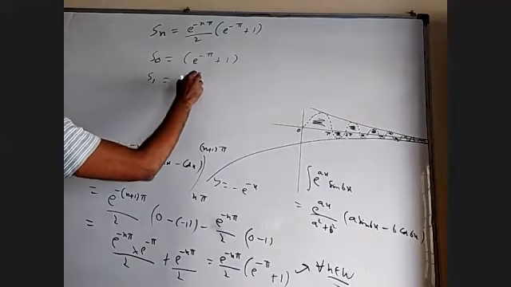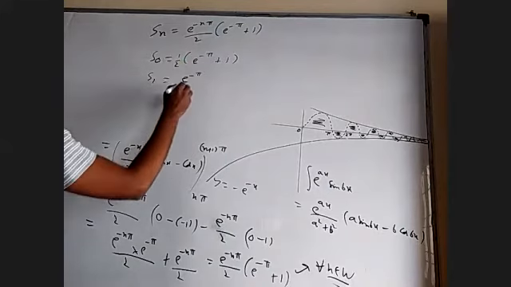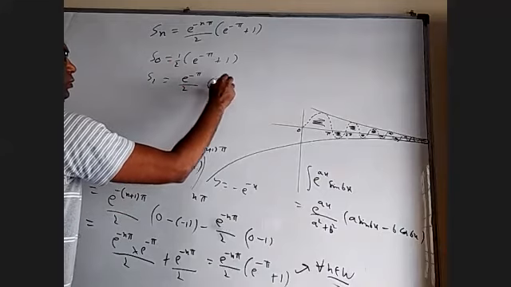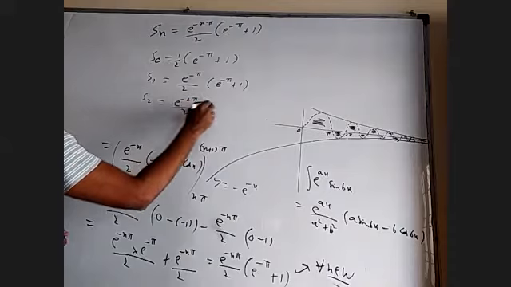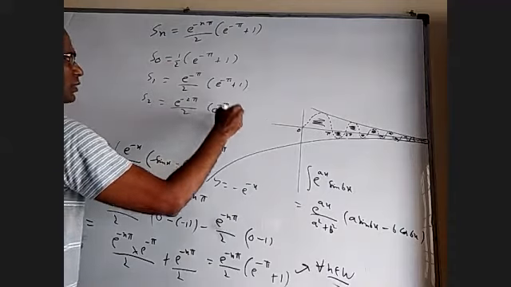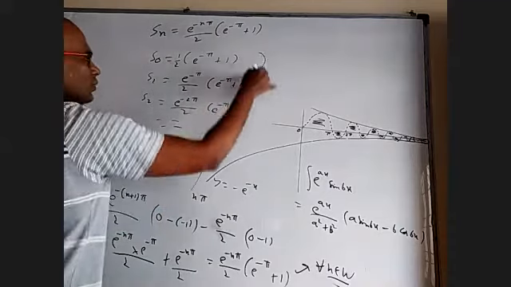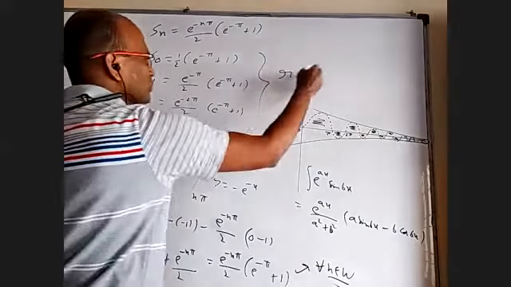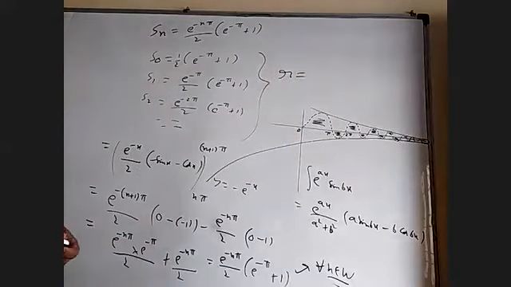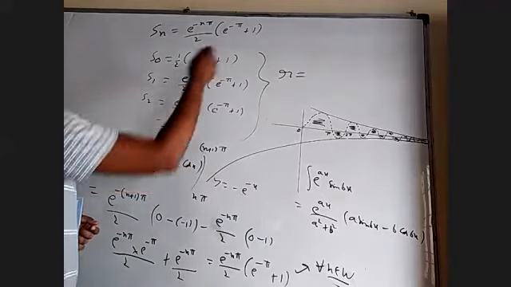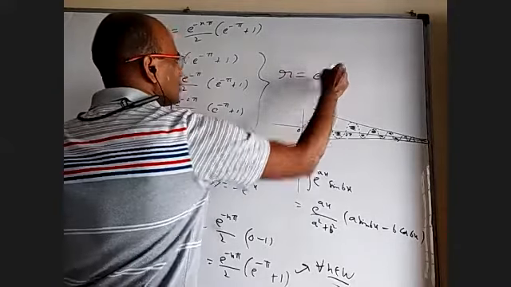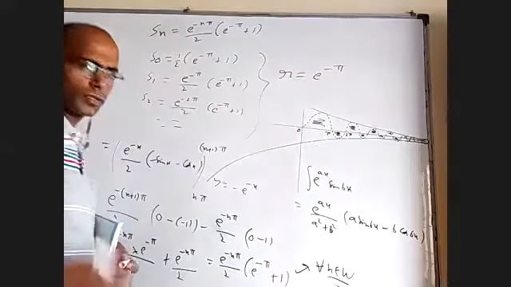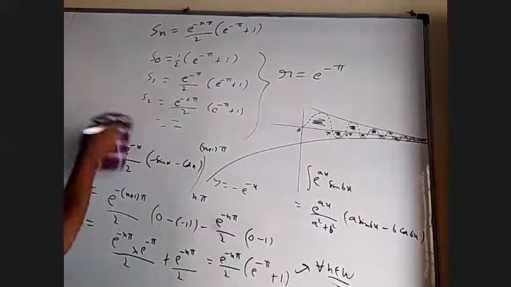S1 means e power minus pi by 2 into e power minus pi plus 1. S2 is e power minus 2 pi by 2 into e power minus pi plus 1. So when you take this GP, the common ratio is the second term by the first term, and it is only e power minus pi. So we know the first term and the common ratio, we can find the whole thing.